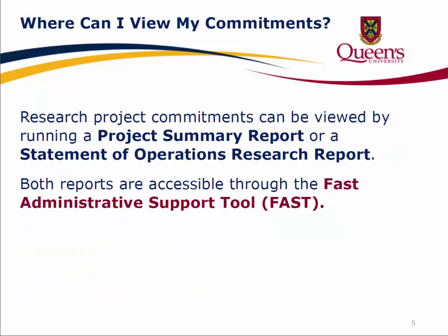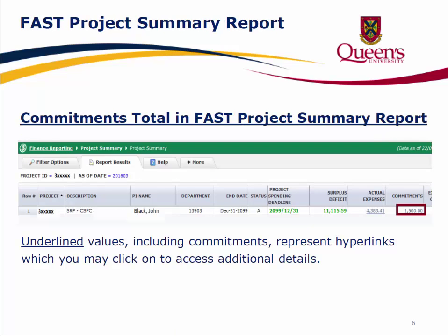You may view your research project commitments by running a project summary report or a statement of operations research report. Both of these reports are accessible through the FAST Administrative Support tool. In the FAST Project Summary Report, underlined values represent hyperlinks. You may access additional details behind these figures simply by clicking on the hyperlinks. Hyperlinks are also available in the Statement of Operations Research Report.